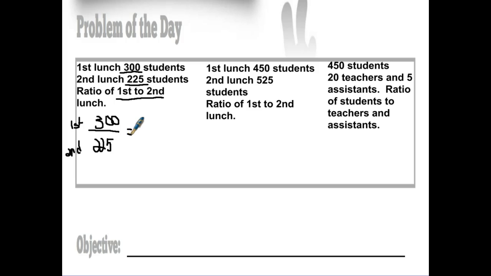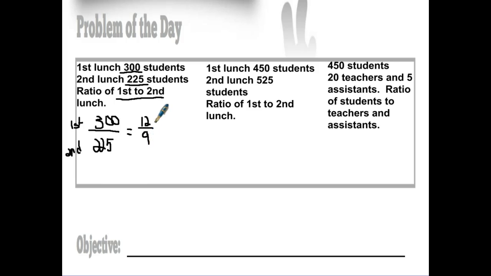But I also want to write this in lowest terms. So I'm looking at 225 and 300. And I want a number that will go evenly into 225 and 300. Well, if I think of money and I think of quarters, I can start with that. If I have 300, or if I have $3, how many quarters do I have? Well, there's 4 quarters in a dollar. If you've got $3, that's a total of 12. If I have $2.25, how many quarters do I have? Well, in $2, there's 8 quarters, and 25 cents, there's another quarter. So you have a total of 9.